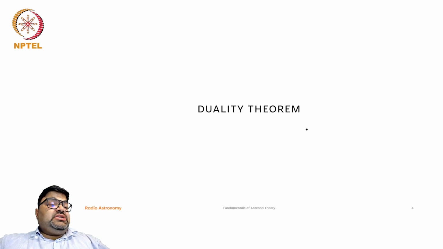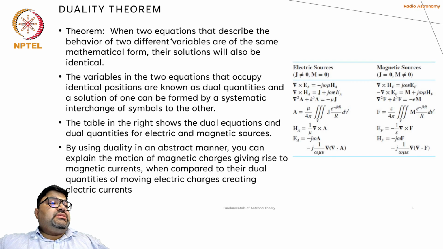So first one is the duality theorem. What is a duality theorem? When two equations that describe the behavior of two different variables are of the same mathematical form, their solutions will also be identical. The variables in the two equations that occupy the identical positions are known as dual quantities, and a solution of one can be formed by a systematic interchange of symbols to the other.